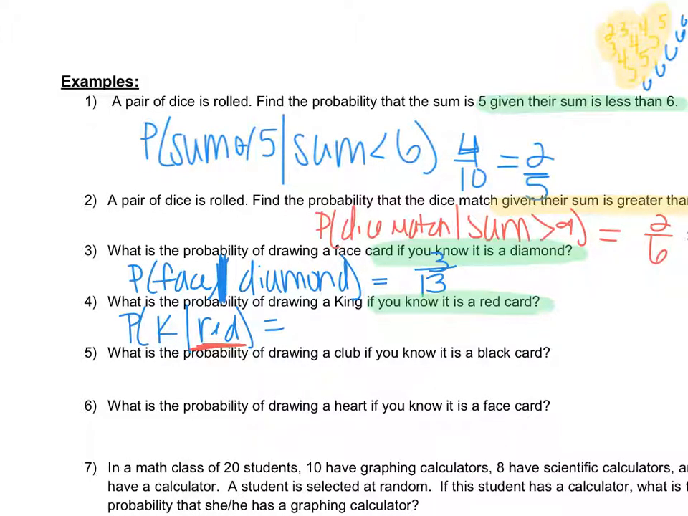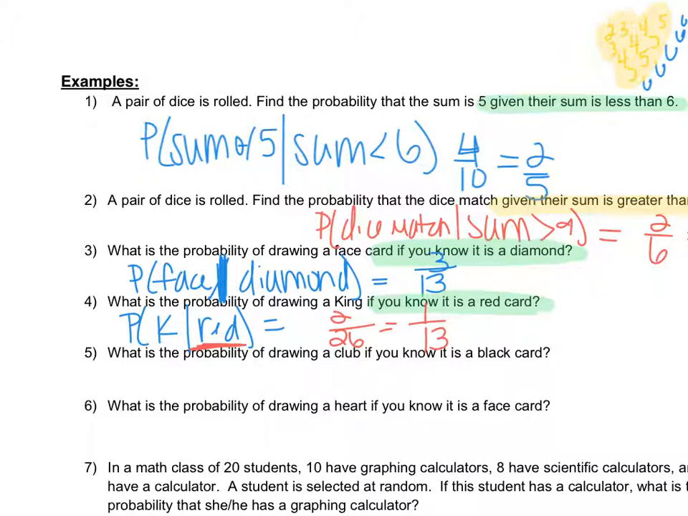So if there's 52 cards in a deck and we know that it has to be a red card, then we actually start off with only 26 cards. And then out of those red cards, how many of those are kings? 2. So 1 over 13.